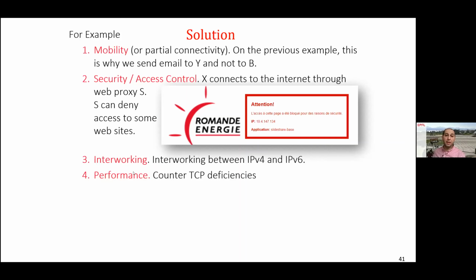And in the end, for performance, especially with TCP, because it has some deficiencies with lossy connections or with connections that have large delay. In this case, we split the network into two parts just to counter TCP issues with such connections.